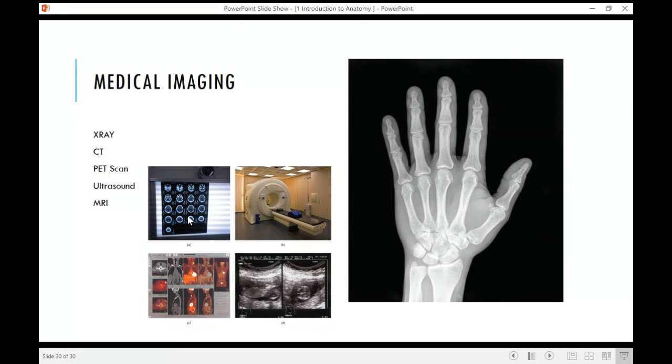A PET scan is positron emission technology, and that's usually when we're looking for cancer. Not always, but usually some sort of foreign body or cancer. Ultrasound is when we're looking at soft tissues too. We use this specifically when someone is pregnant. We can use an ultrasound to look at the developing fetus, as well as soft tissues. And then MRI is magnetic resonance imaging, and we might look for injuries to the brain or the spinal cord, which is often done with MRIs.